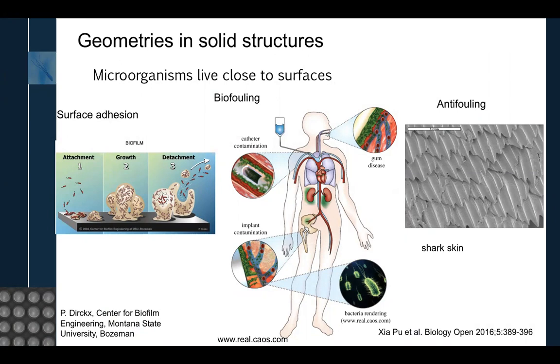Besides this, these microstructures are also present in our clinical environment, for instance, through biofouling surfaces in human bodies. On the other hand, certain geometries of microstructures, such as the denticle scale on shark skin, were found to be antifouling, which impede the settlement of microorganisms. However, the interplay between the geometries of these structures and that of swimming microorganisms is unclear.